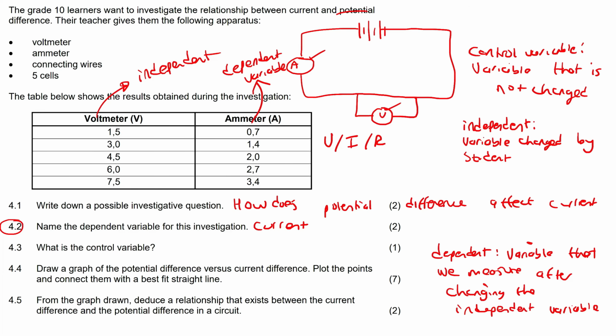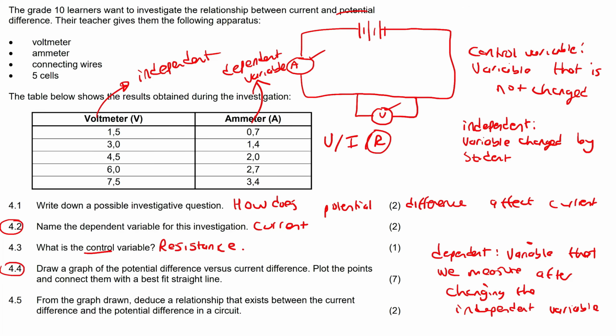So it would not be right for us to change the voltage and then measure the current, but then we're also changing the resistance, because then we don't know what is causing the change. Is it the voltage that's changing, or is it the resistor? And so you only want to test two variables at a time, and then you keep the other one constant. So the control variable will be resistance.